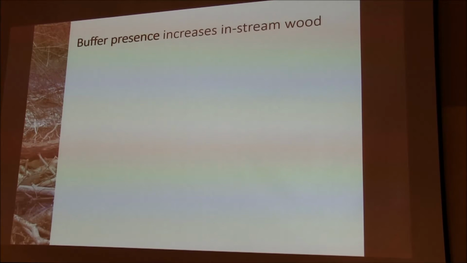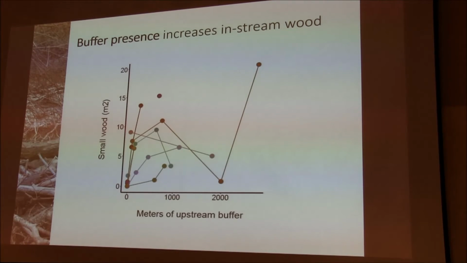There were also some metrics that did seem to be responding mostly to buffer presence rather than length. They just cared: are there trees or no trees? So Smallwood was one of these examples. If I just plot all of my data with the sites, it's extremely messy. It seems like some go up and then they go down again after you have more buffer, and there are a lot of different patterns going on.